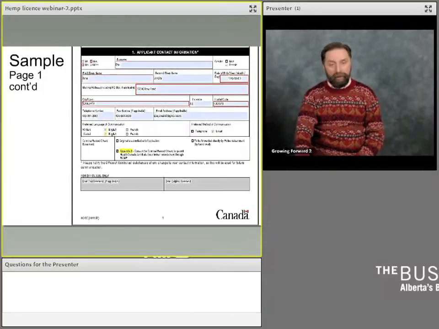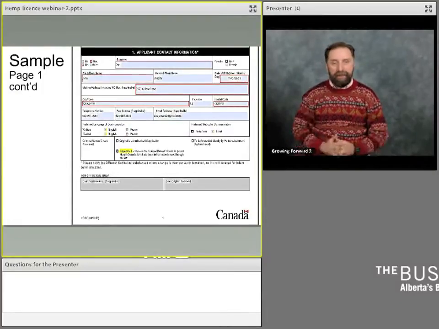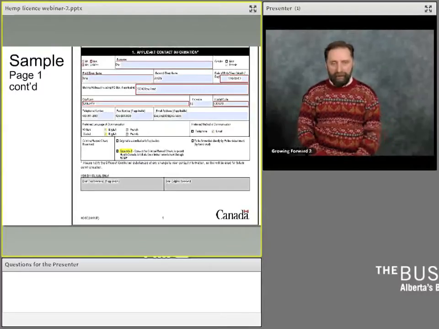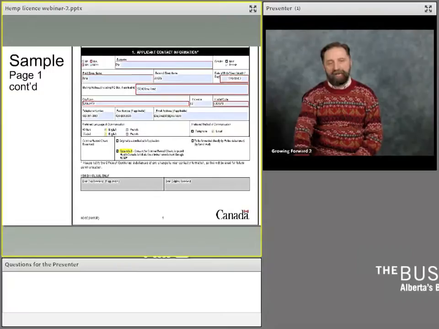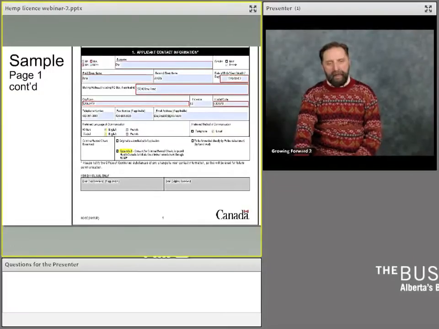Next box is really, really important. I want to draw your attention. Next box is criminal record check. As a licensed person who applies for the license, you have to provide a criminal record check from the RCMP. Health Canada provides you with 3 options. Option number 1, the original of the criminal record check is submitted with the application.